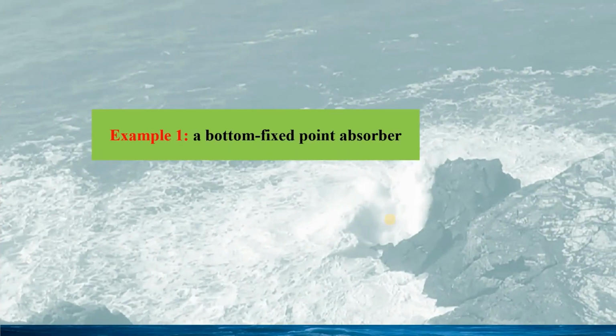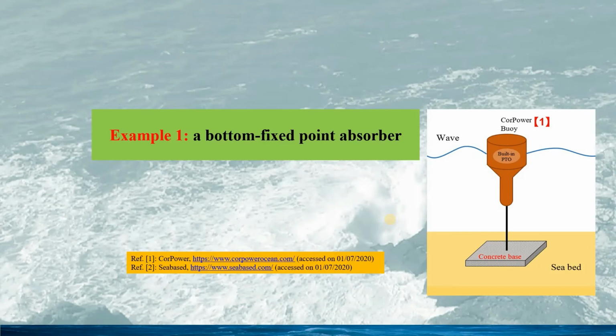The first example is the bottom-fixed point absorber. This may be the simplest wave energy converter, which uses the heave motion of the float for wave energy conversion. In reality, we have seen such practical wave energy converters, for instance, CorPower, see the drawing. Another famous device in this category is the sea-based wave energy converter. See the website for more information.